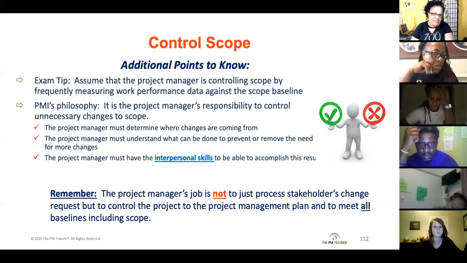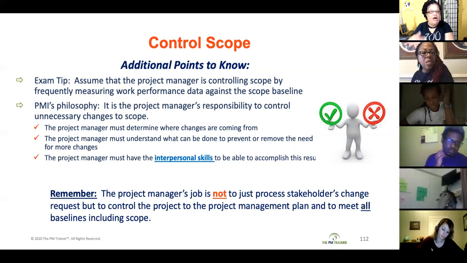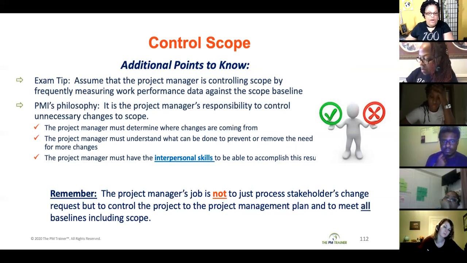PMI says that the project manager is responsible to control unnecessary changes to the scope. That's why you do that trend analysis, because you want to see where those changes are coming from, right? You also want to make sure that you are addressing any root causes or underlying conditions that may be causing you to have excessive change on your project. The project manager's job is not just to process the stakeholders' changes. Your job is to make sure that those changes are aligned to your original project objective and the value that you're supposed to bring to the business from that.